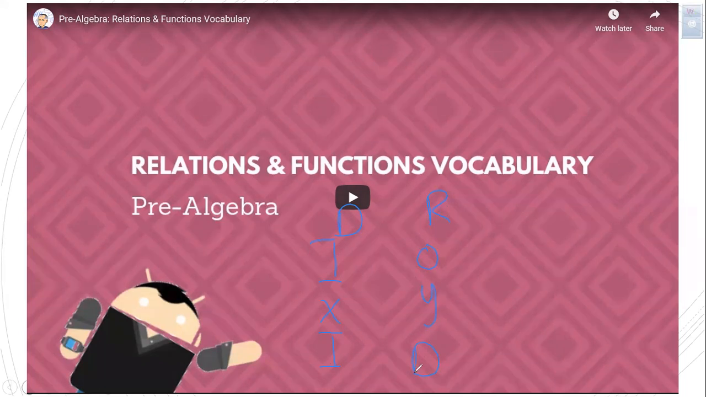Dixie Roy. Dixie stands for domain, independent, input, X value, independent variable. Roy stands for range, output, Y value, dependent variable. Dixie and Roy, I call them my two old hound dogs, just sitting out here helping me learn and keep things in order. So domain goes with range. Well, my board is way off.